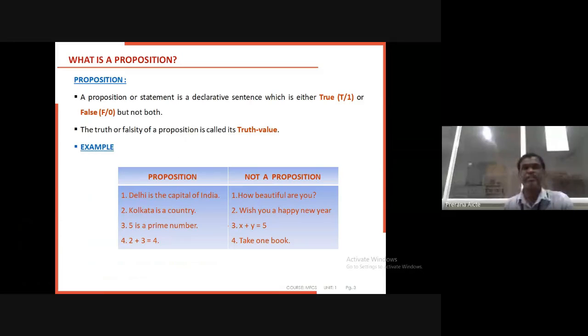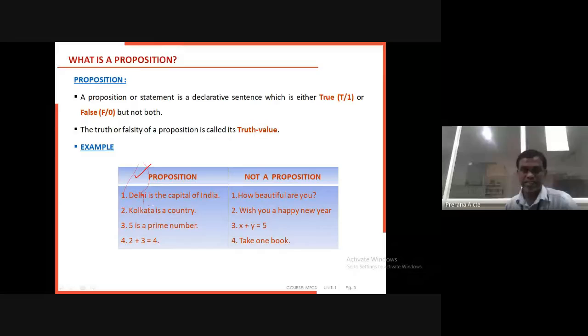Given any declarative statement which is either true or false, but not both, is called a proposition. Given any statement, it should be possible to decide that it is either true or false. That kind of statement is called a proposition. Let us see the examples here. Delhi is the capital of India. The statement is true.